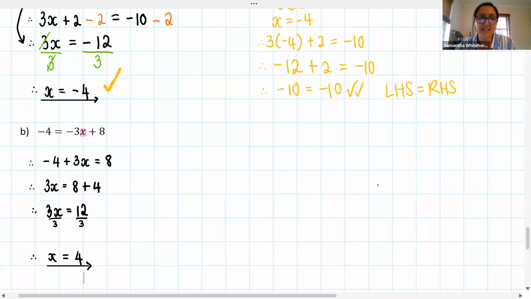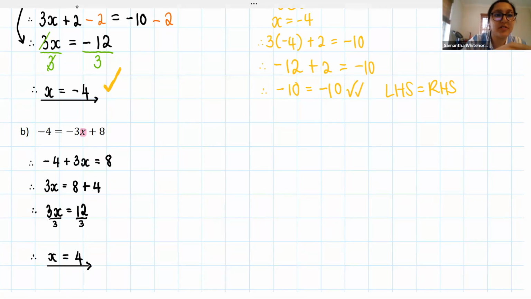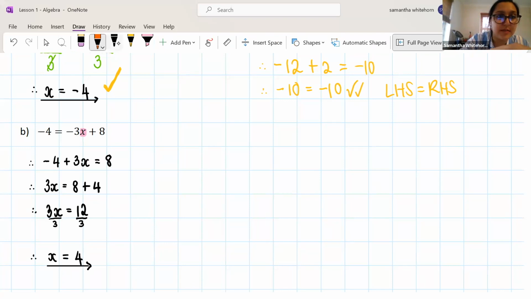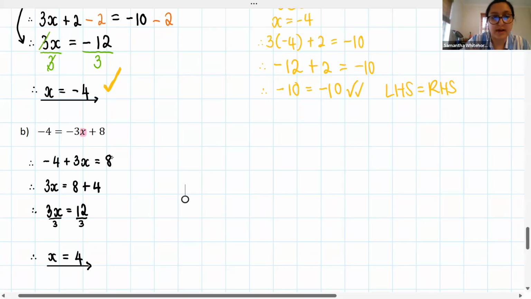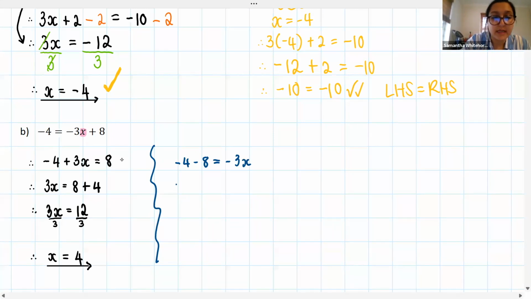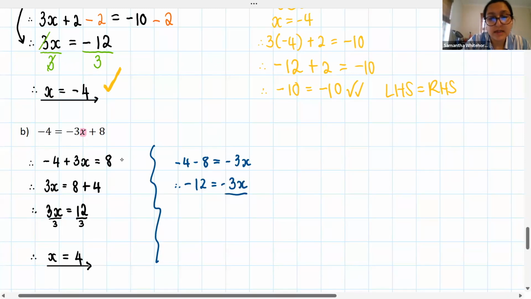Okay, guys, so that's exactly it. Now, like I say, you don't have to do it like that if you don't want to. You can keep the x on the right-hand side. So if you made that choice, you would now subtract 8 on both sides. So you'd have -4 minus 8 equals the -3x. -4 minus 8 gives you -12 is equal to -3x. And then you would divide both sides by -3. Negative divided by negative is a positive. And so we get that x is equal to 4.